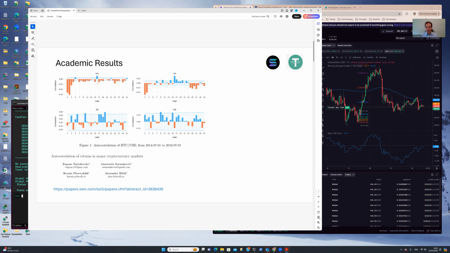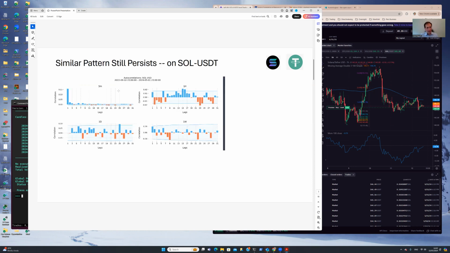They looked at historical autocorrelations of cryptocurrency returns and found some interesting patterns. In the short term, you tend to get mean reversion, and in the medium term, you tend to get trends. So here, negative autocorrelations in the short term and positive autocorrelations in the longer term. They found that these patterns were pretty persistent between 2014 and 2019. I replicated their results and found that these patterns still continue in the last couple of years, from 2022 to 2024. Based on that, I built my time series model.